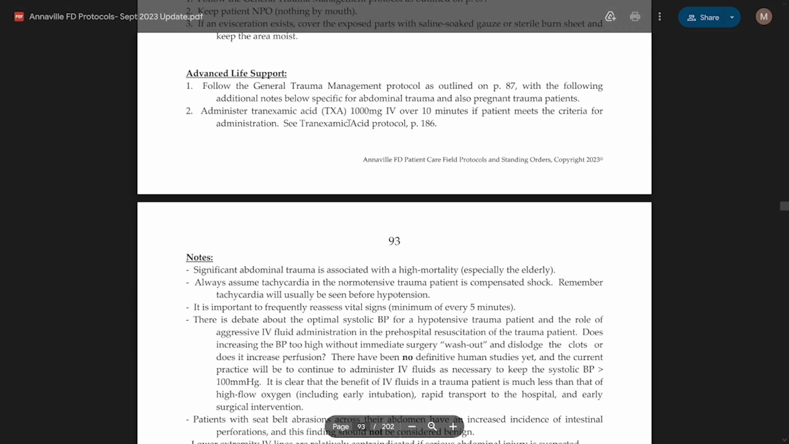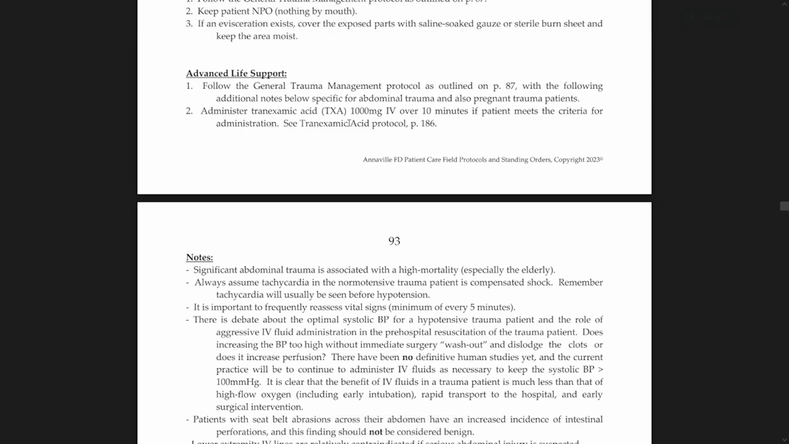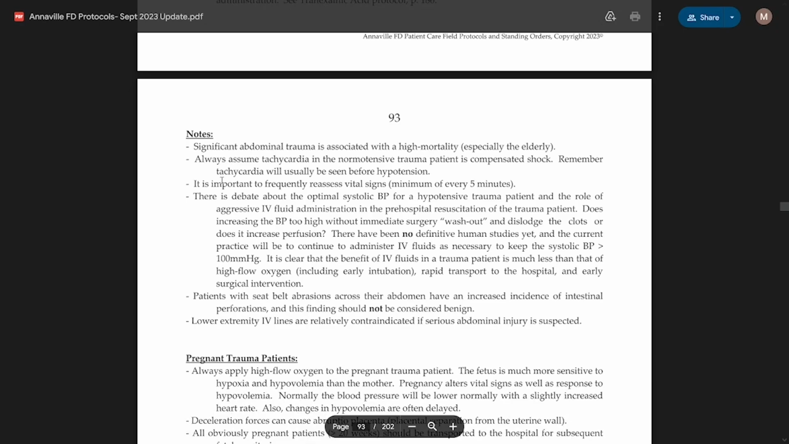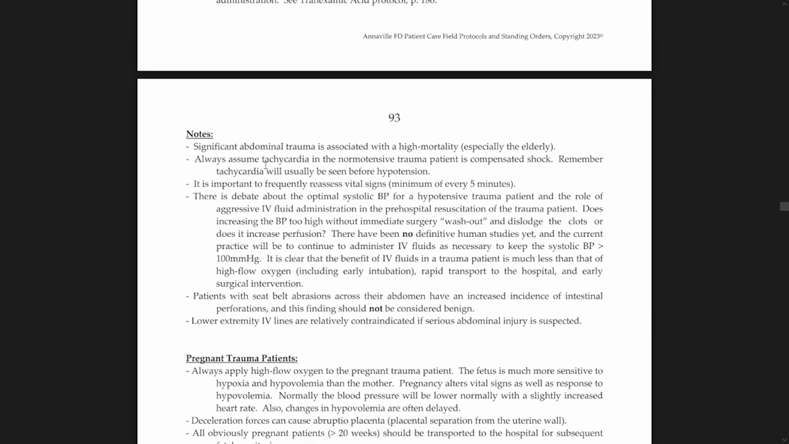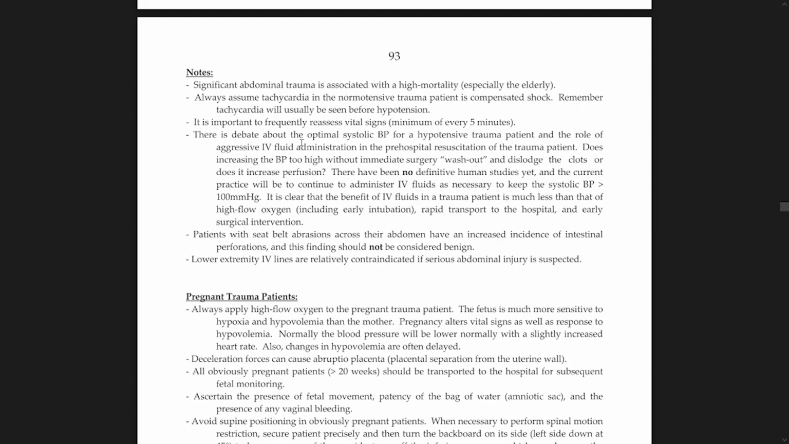Administer TXA 1000 milligrams over 10 minutes, if they meet the criteria. See page 186 for the criteria. Notes: significant abdominal trauma is associated with high mortality, especially with elderly patients. Always assume tachycardia in the normotensive trauma patient is compensated shock. Remember, tachycardia will usually be seen before hypotension. It is important to frequently reassess vital signs, a minimum of every 5 minutes.